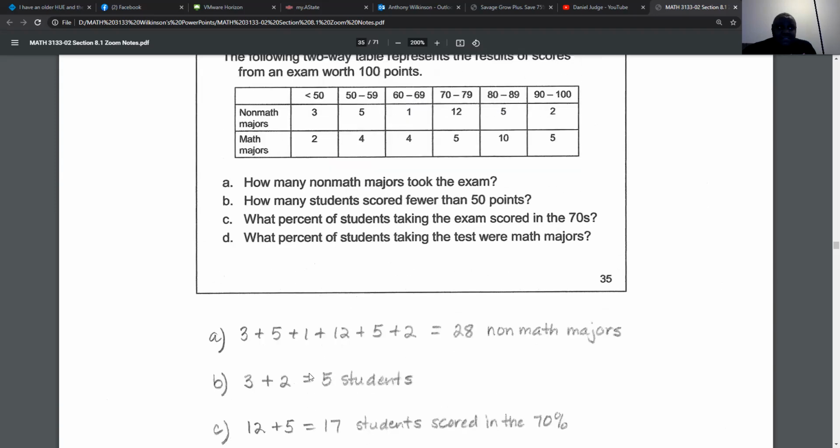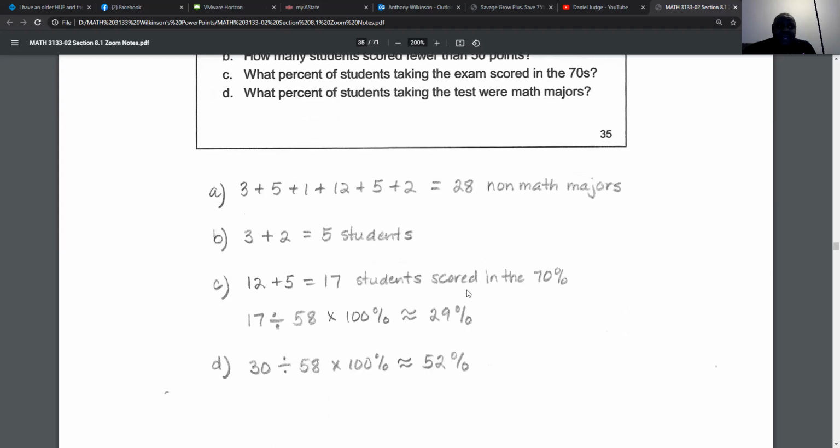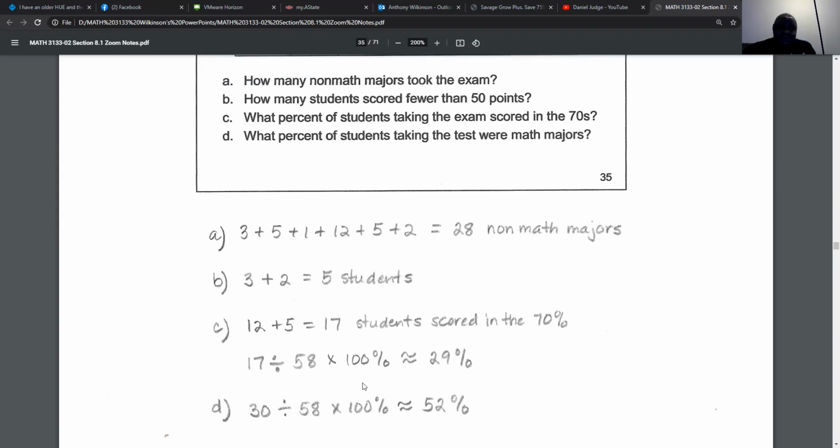Now, where did I get 58? In this case, I had to add all these numbers together in the boxes. There were 28 non-math majors. There were 30 math majors. If I add 2, 4, 4, 5, 10, and 15 together, there were 30 math majors. So 28 and 30 gave me 58. So I do 17 divided by 58. But to change that to a percent, because they asked what percent of students, I had to multiply by 100. And this will be approximately, to the nearest whole percent, 29%.